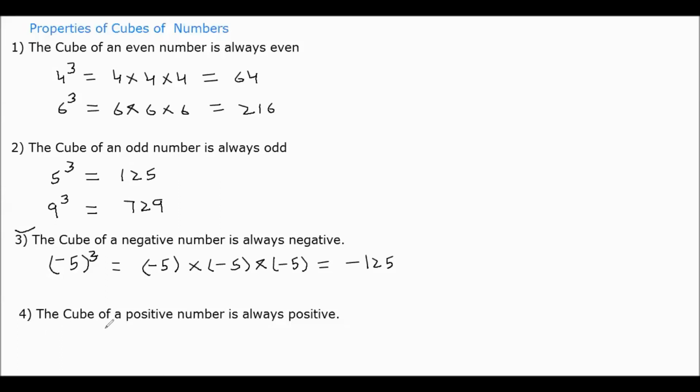And similarly, the cube of a positive number is always positive. If I find the cube of 8, which is a positive number, then I'll get 8 into 8 into 8, which will be 512, which is a positive number. So cube of a positive number is always positive.